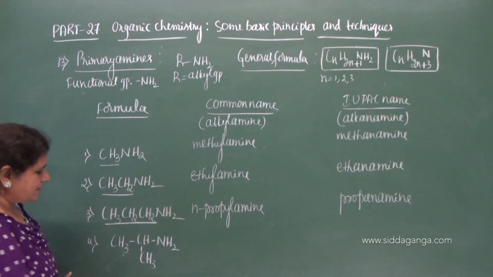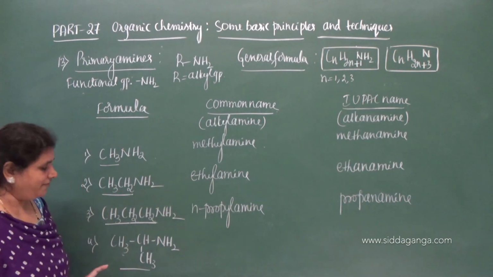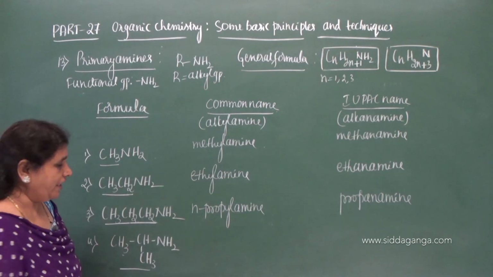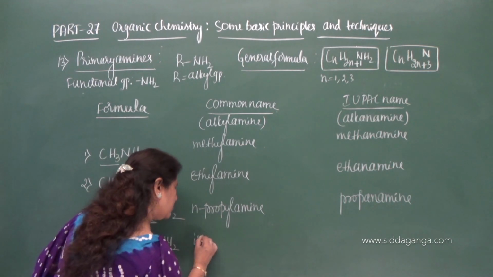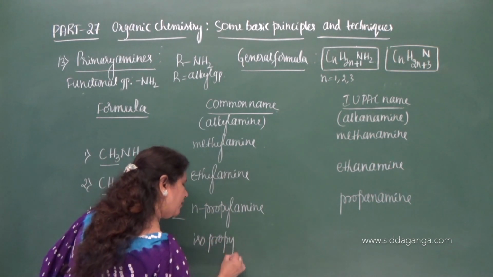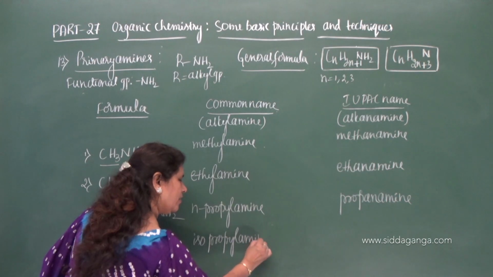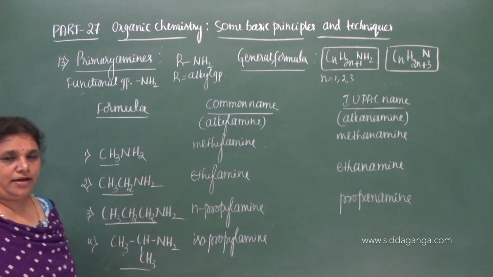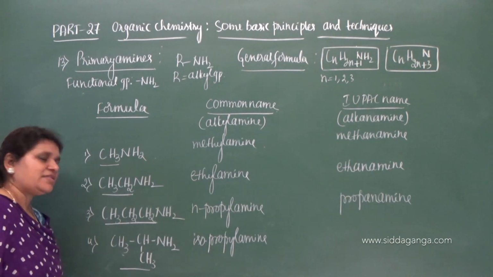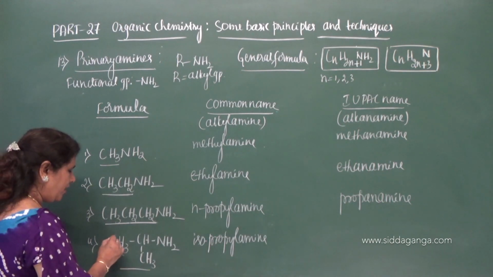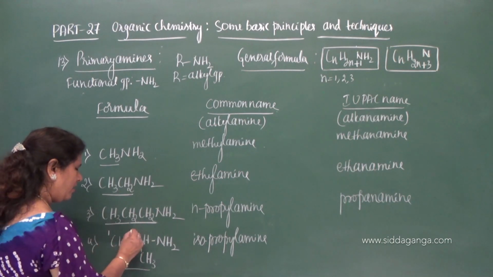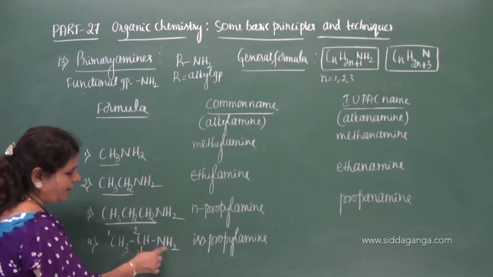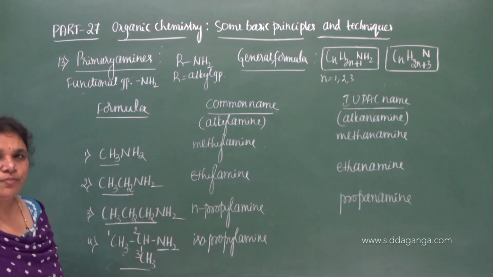Now, what is this alkyl group? Definitely it is also propyl, but the chain is branched, therefore it is isopropyl amine. Now, to give the IUPAC name, you have to select the continuous longest chain, correct? The continuous longest chain here is 1, 2, 3. So on the second carbon, you have an NH2 group, the amino group.